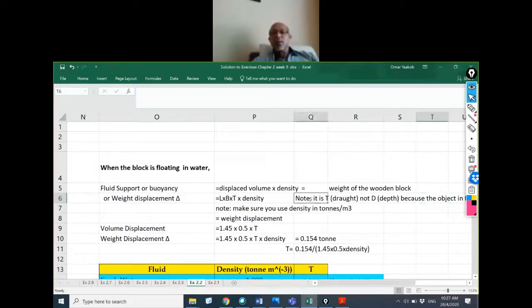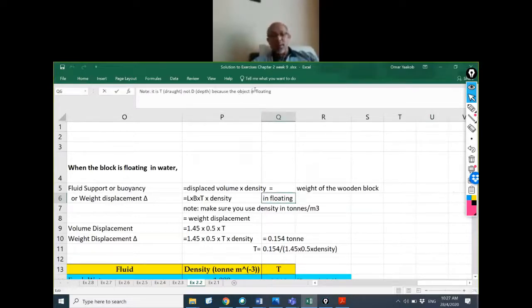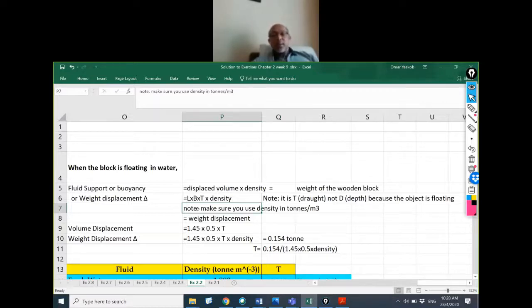But now note that the displacement is L times B times T times density. So note that it is T, draft, not depth, because the object is floating. Okay, this is in floating condition. So make sure that the density is in tons. Of course, you don't necessarily must use tons, but as long as you're consistent, you can use one.